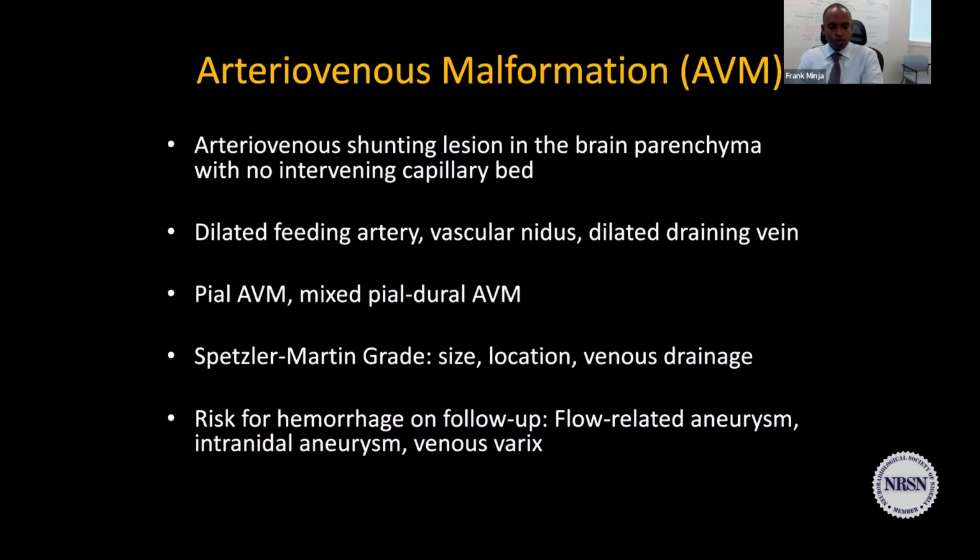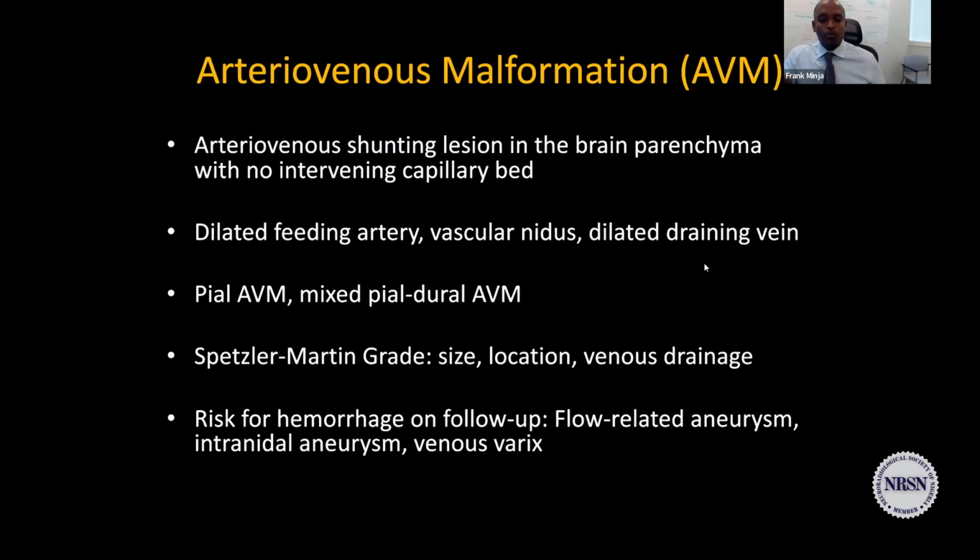Yes, they have a huge risk for hemorrhage. That hemorrhage is caused by aneurysms and basically weak angioarchitecture. So you can have an aneurysm from the feeding artery. Remember, it's fast flowing blood, so that can cause a flow-related aneurysm. You can have an aneurysm within the vascular nidus, and you can have an aneurysm on the venous side, which is called a venous varix.